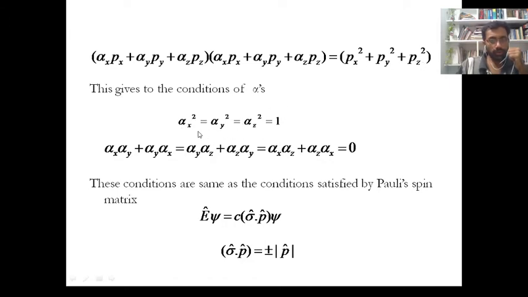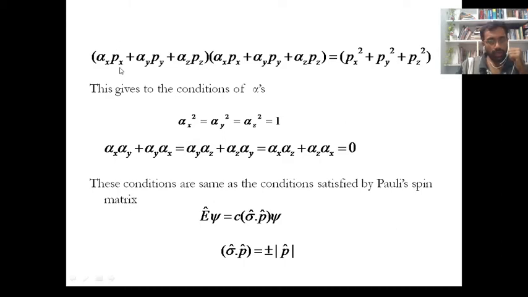That is, alpha x square is equal to alpha y square is equal to alpha z square is equal to 1. Okay. Similarly, in the left hand side there may be cross terms. Cross terms means px py, px pz, py pz. Those terms are not there in the right hand side, isn't it? So in the left hand side cross terms may be there, but in the right hand side cross terms are not there. That means in the left hand side also these cross terms must be 0, isn't it?